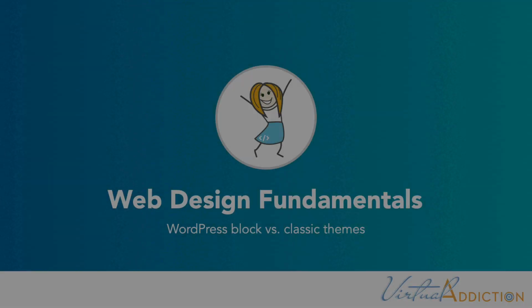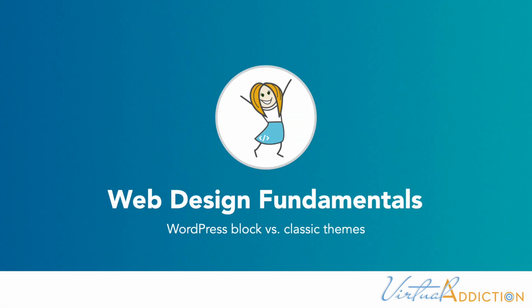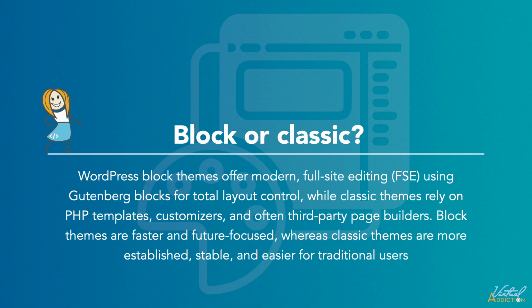When you first start working with WordPress and begin to add themes to your projects, it's important to understand that there's two major types of WordPress themes: block themes and classic themes. Understanding the difference between these is important because it affects how you design, build, and manage a website in WordPress. Block themes represent the modern direction of WordPress. They use something called full site editing, or FSE, which allows you to design your entire website visually using blocks.